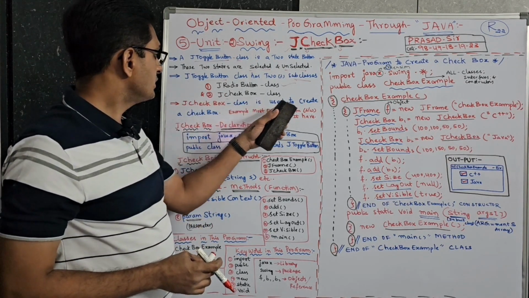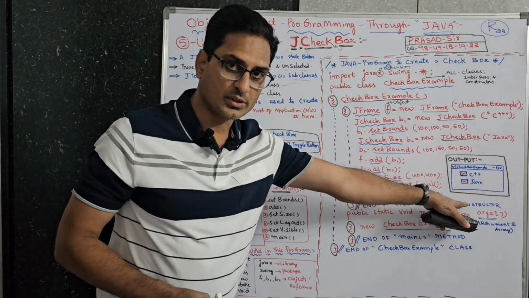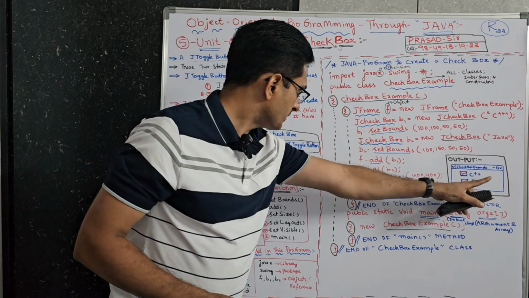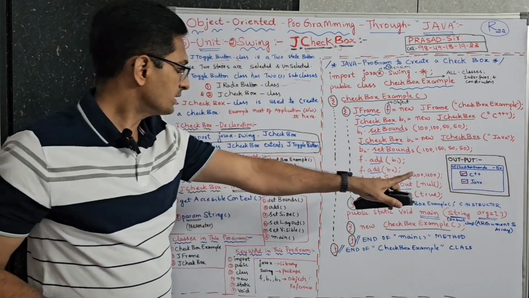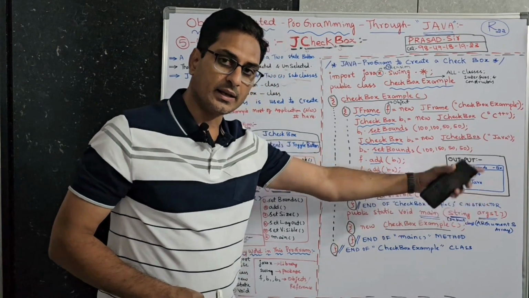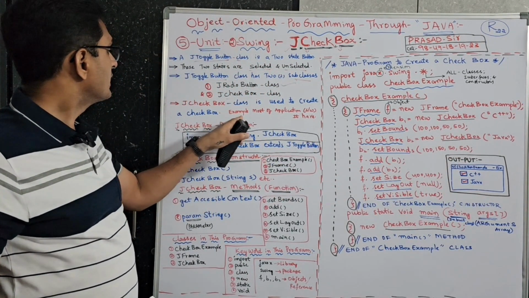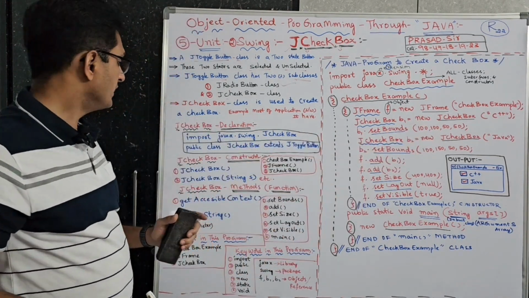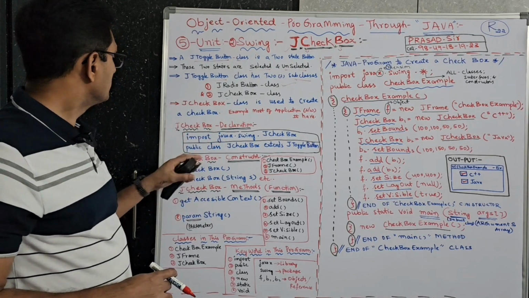The JCheckBox class is used to create checkboxes like this type of output. Checking these fields, C++, Java, what is your qualification, what are the languages you know. In that type of application you will get this checkbox. Most applications have this object, this field. JCheckBox declaration: how we need to declare.